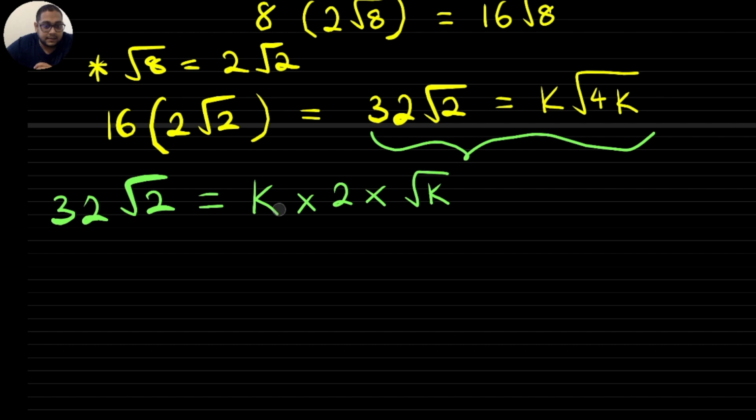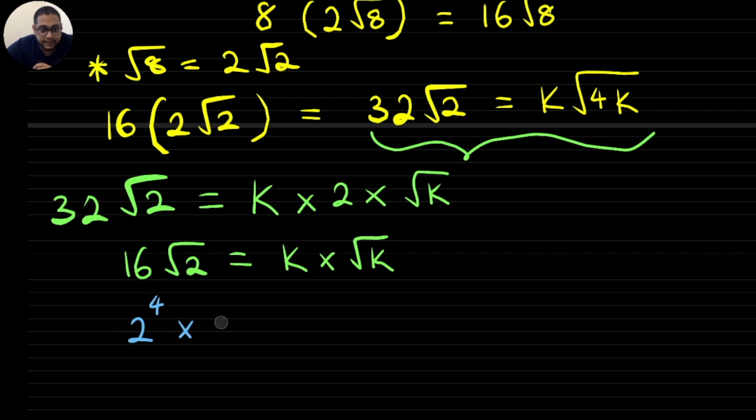And as you compare the LHS with the RHS, you can divide both sides by 2, which means I now have 16 root 2 equals k multiplied by root k. And now, as you can see, base of 2 here and 16 can also be written as a base of 2. That will be 2 to the power 4 multiplied by 2 to the power half. Square root of 2 would be 2 to the power of half. And moving on to the right hand side, it will be k to the power of 1 multiplied by k to the power of half.